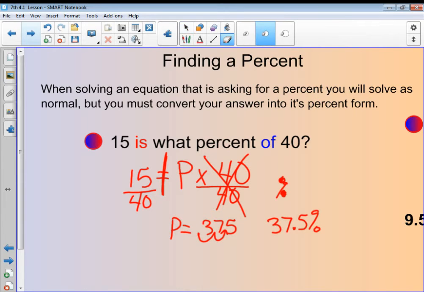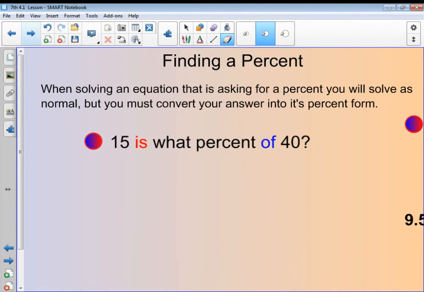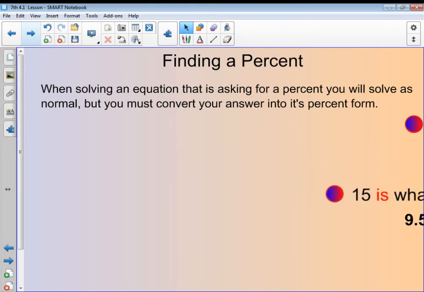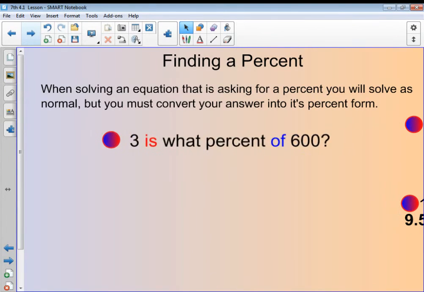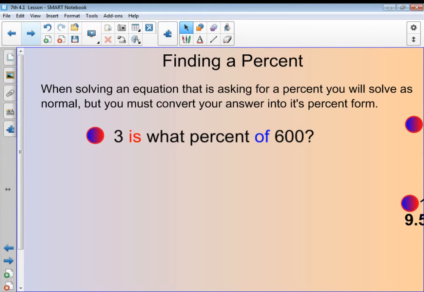So we're going to go ahead and have you try one of these now on your own. Remember, it's the same steps that you've done. It's just that now you're going to change that decimal answer to its percent form. So go ahead and pause your video and work your way through this one. Remember to give your answer in its percent form.